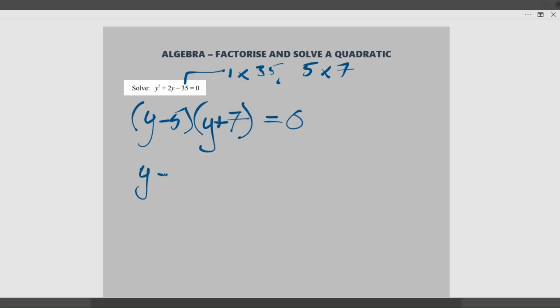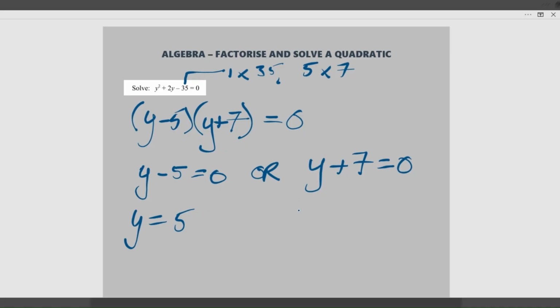So that means that either y take away 5 is equal to 0, so y would be equal to 5, or y plus 7 is equal to 0, which means y would be equal to negative 7.